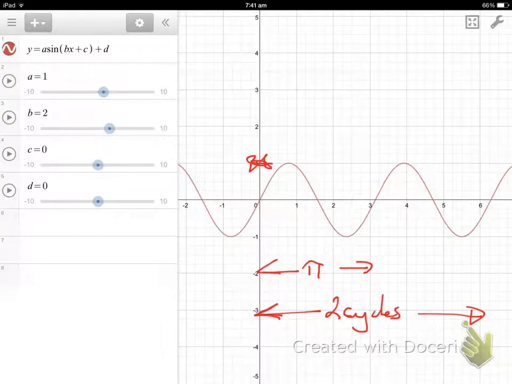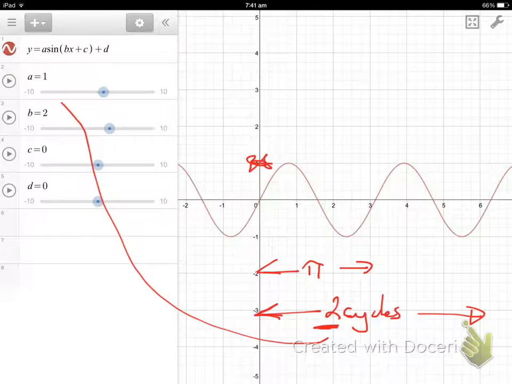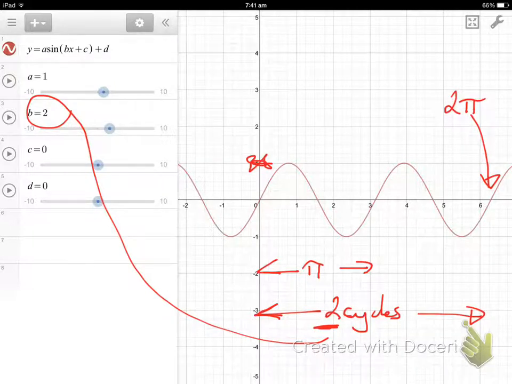So this 2 matches that 2. So if you move the B to 3, you should get 3 cycles in the same time as 2 pi. So the B value tells you how many complete cycles you will have in the value of 2 pi. So if you moved it to 4, you would get 4 cycles.